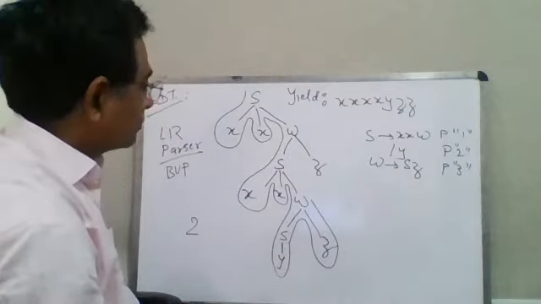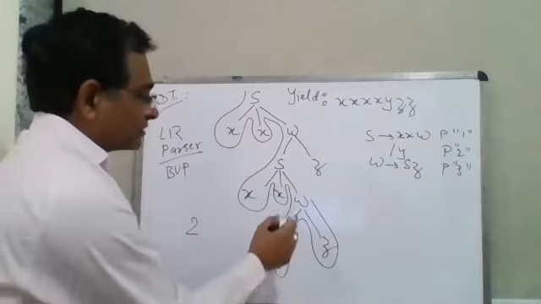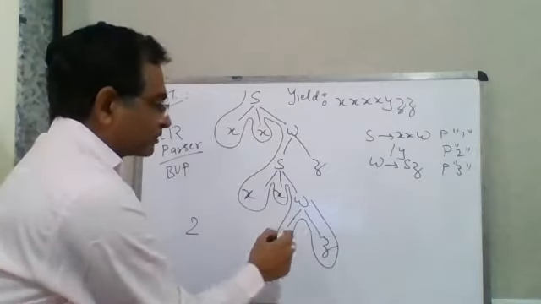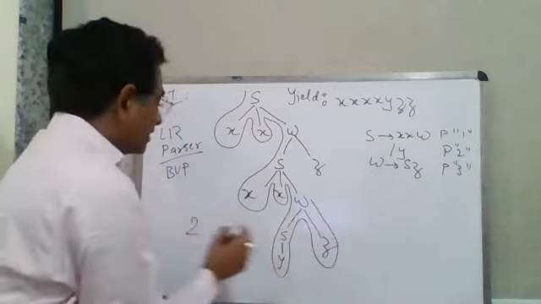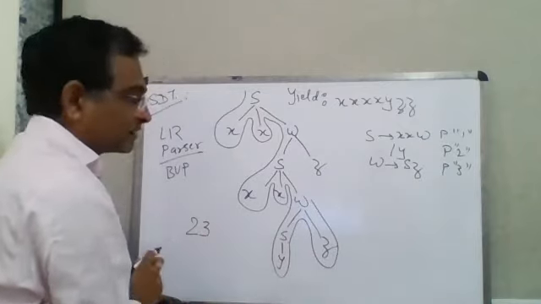going to be a reduction operation here. So the second reduction operation is W tends to SZ. W tends to SZ is saying print 3. So 3 will be printed here, right?